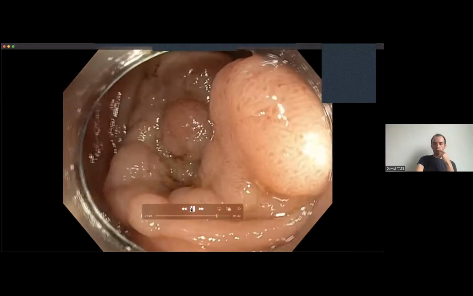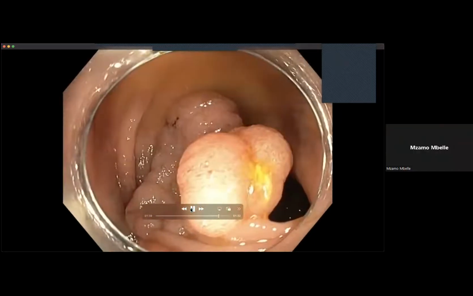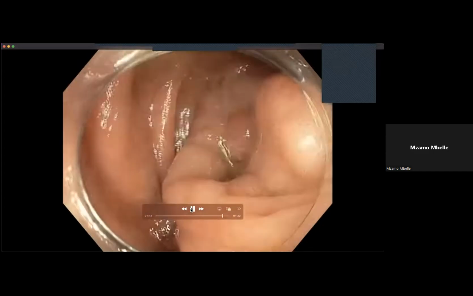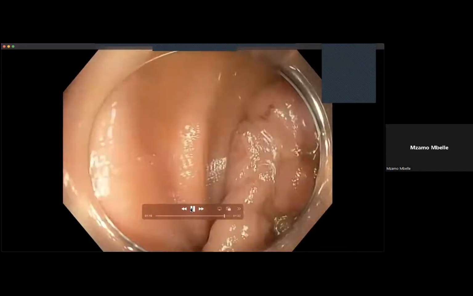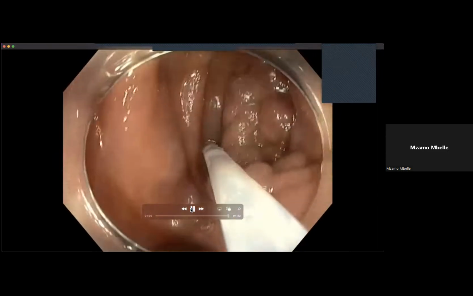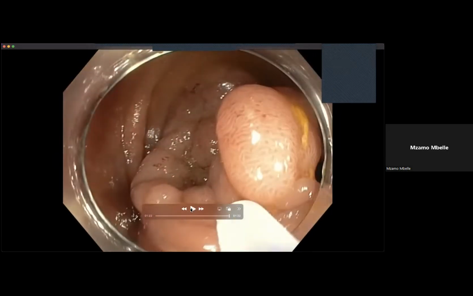If I look at the pit pattern, it certainly looks adenomatous, and the vessels look regular as well to me. So I would think this is a tubular adenoma with low-grade dysplasia.